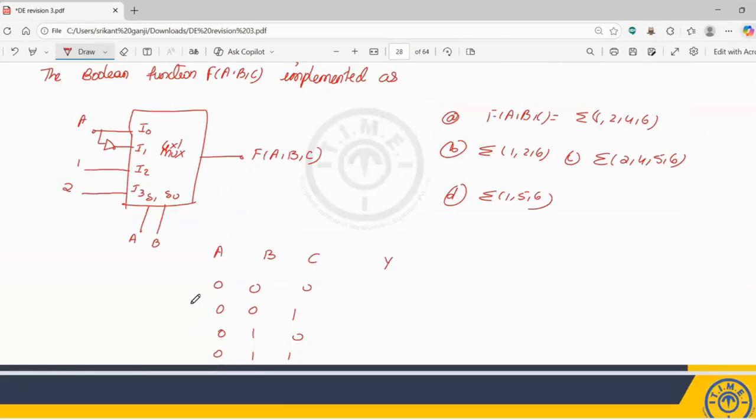Okay. The inputs are like this: A, B, C, and Y. And this is 0, 0, 0, then 0, 0, 1, and 0, 1, 0, and 0, 1, 1. What is going to be the output? You can observe that output is C, C bar. I think it's a C.